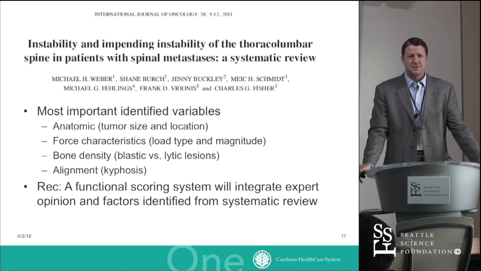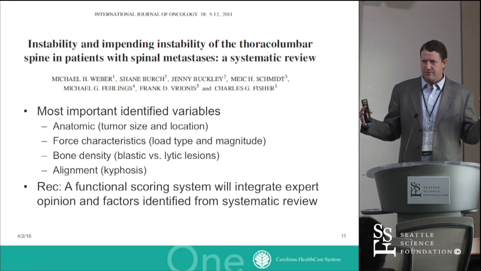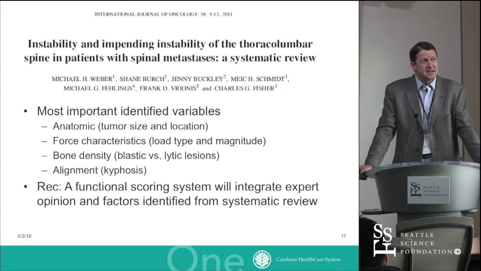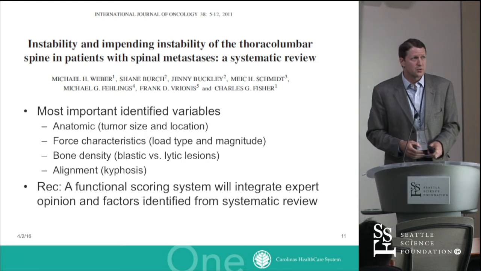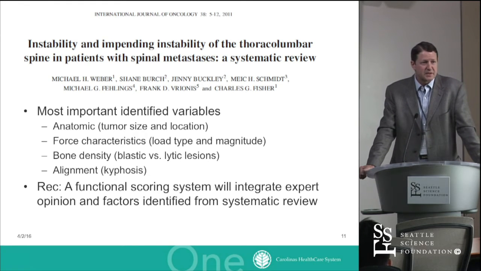So what they were able to determine and conclude was that there were some important variables that we found throughout all these articles that seemed to be important. Those being anatomic issues such as the tumor size and location, force characteristics, bone density, again the blastic versus lytic lesions, as well as alignment. So their ultimate recommendation from this review paper was that a functional scoring system will have to integrate some expert opinion into this. It's not going to be something we can purely do from the literature. You're not going to have a randomized prospective study without starting with something.